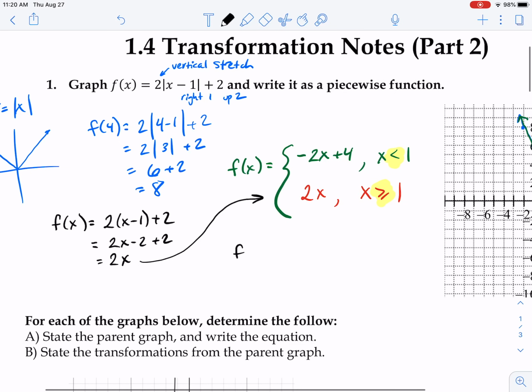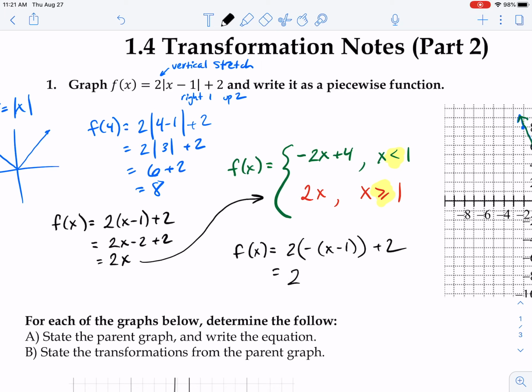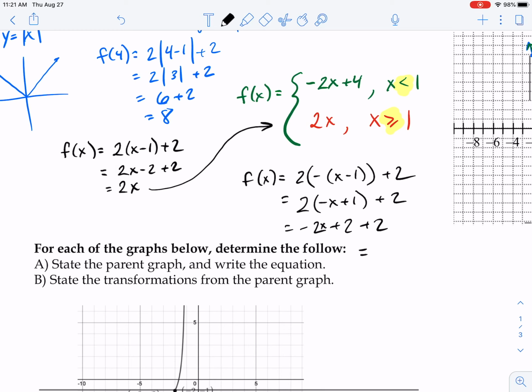We could also work from here and say, well, it would also be 2 times a negative x minus 1, since the absolute value is going to be that positive or that negative. So let's see what happens. 2 times negative x plus 1 is equal to negative 2x plus 2 plus 2. Oh, I lost the x. Yikes. Negative 2x. I was just testing you, making sure you were paying attention. And so this becomes negative 2x plus 4, which you'll notice matches right here.